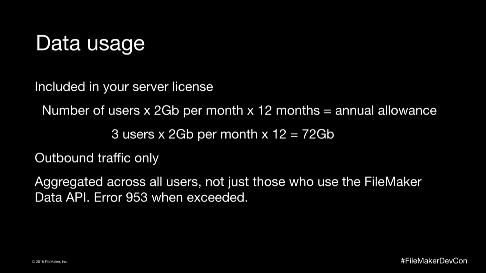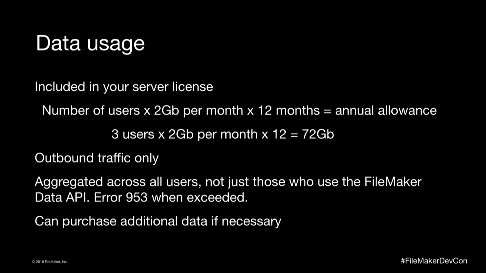If you run out of data, then the API will return a 953 error code. And we'll have a look at what you need to do about that. I would suggest if you've got a business-critical app that's using the Data API, you need to be checking every request that gets made to see if that 953 error comes back, and it needs to be sending you some kind of an alert to let you know. You can purchase additional data if you exceed that.